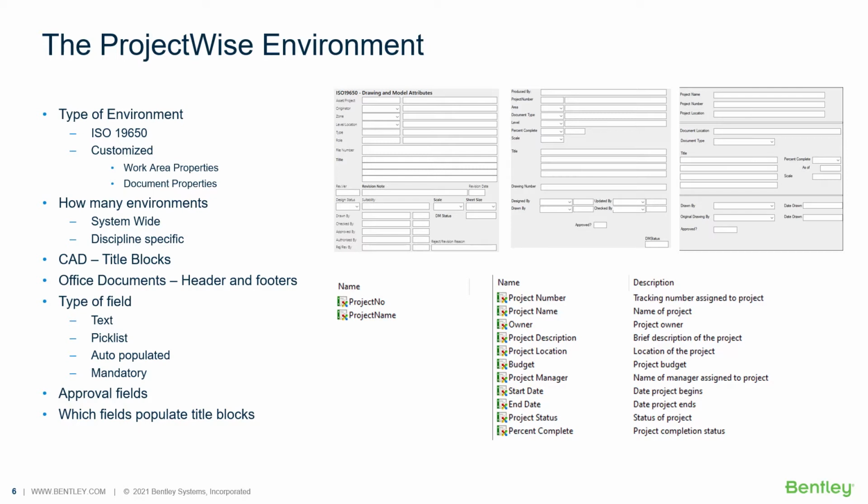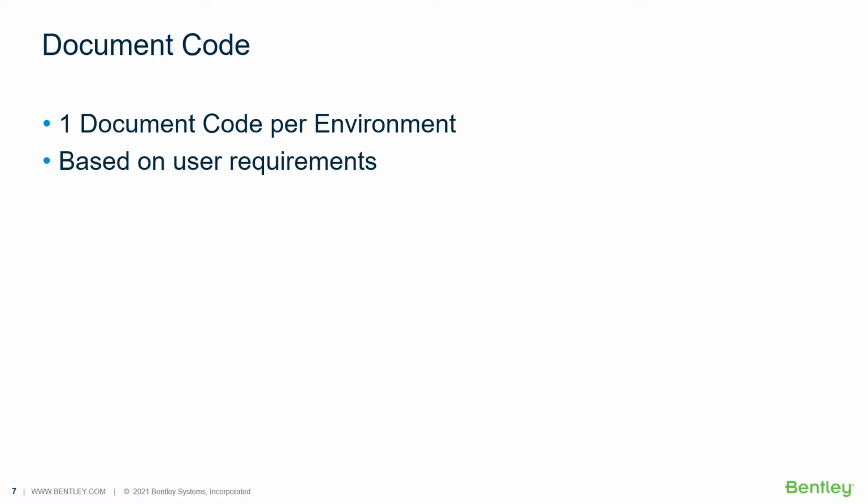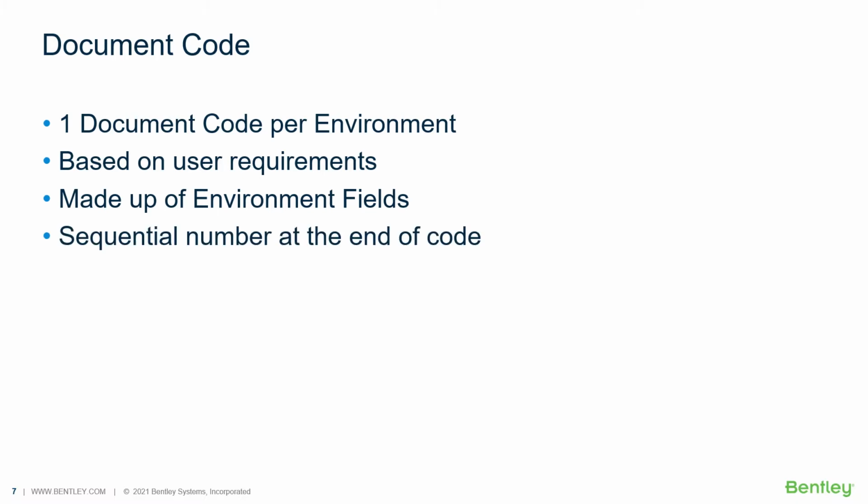Now, once we've got the project environment, the next thing that we're going to look at, and it's related to your environment, is your document code. The document code is basically how your drawing number or your document number is going to be put together. So we look at how many document codes. We can have one document code per environment. We also look at this from your user requirement. Document code is made up of your environment fields. We concatenate them together and we give it a sequential number at the end of the code.